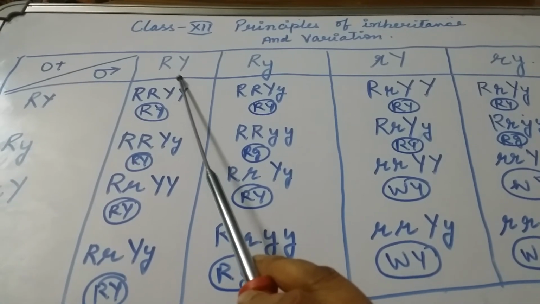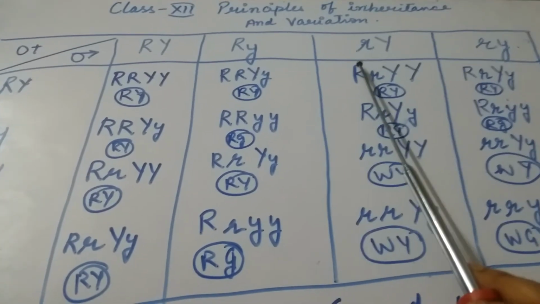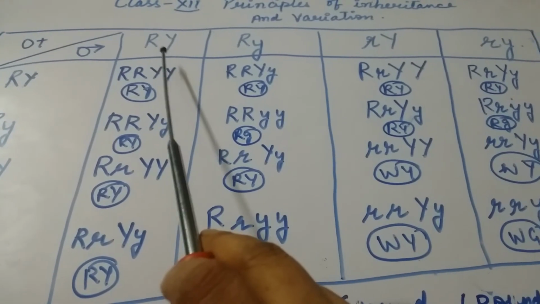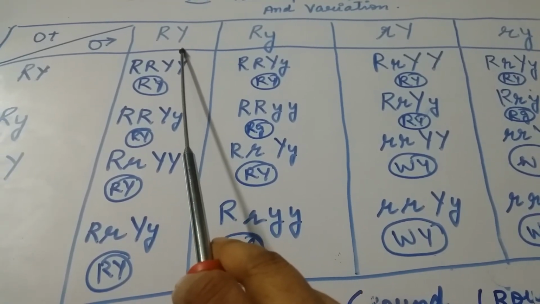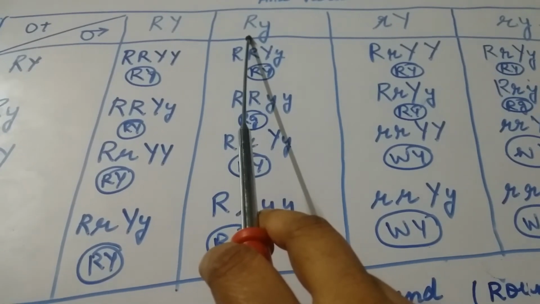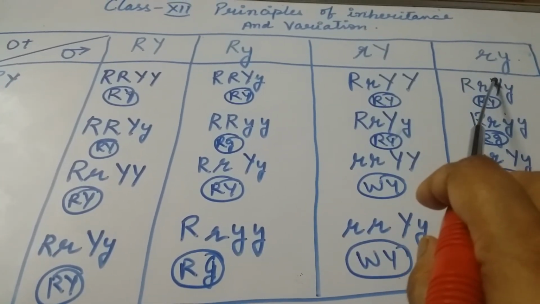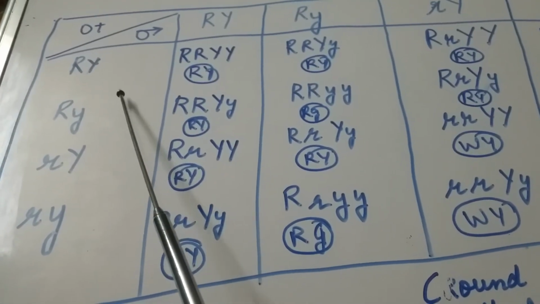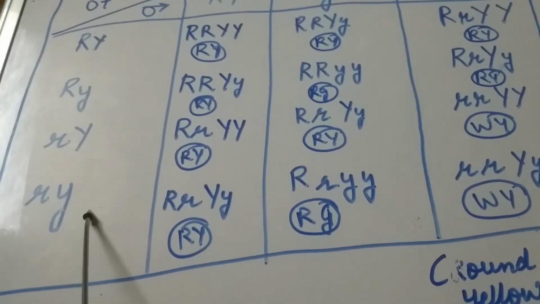gametes as capital R capital Y, capital R small y, small r capital Y, small r small y. That is round and yellow seeds, round and green seeds, wrinkled and yellow seeds, wrinkled and green seeds. And similarly we have made the squares here also, round with yellow seeds, round with green seeds, wrinkled with yellow seeds and wrinkled with green seeds.